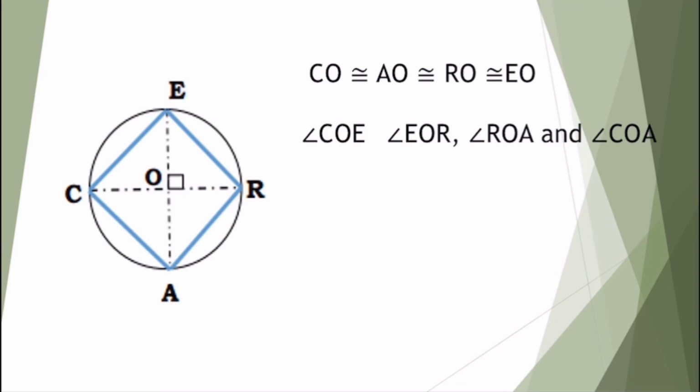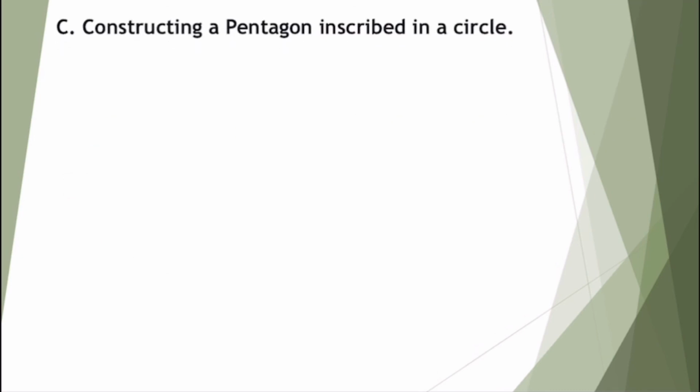This time, let us construct a pentagon inscribed in a circle, but first, let us define inscribed in a circle. Inscribed in a circle means all vertices of the polygon are on the same circle. Now, let's proceed to constructing a pentagon inscribed in a circle.